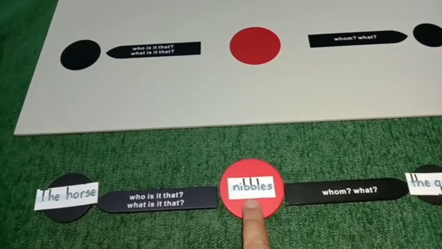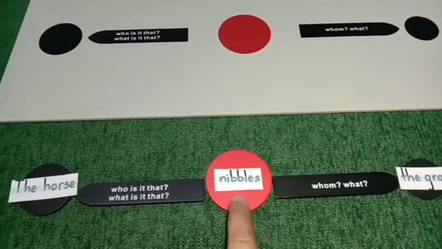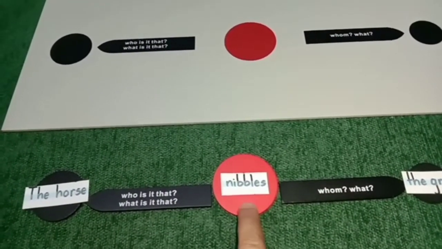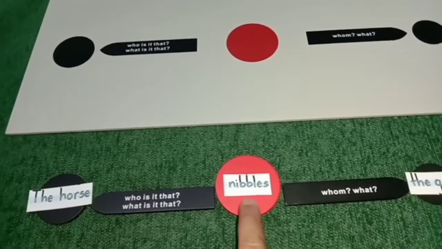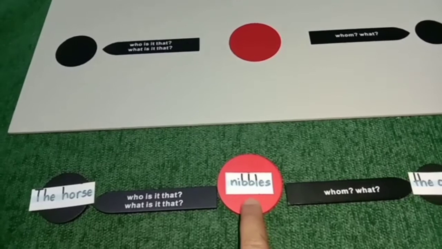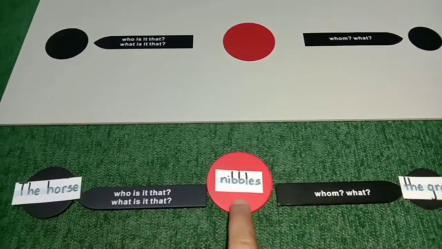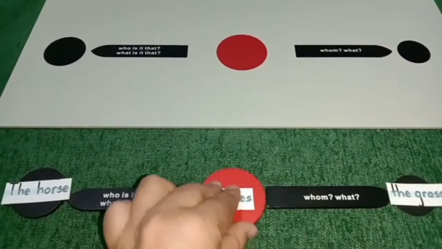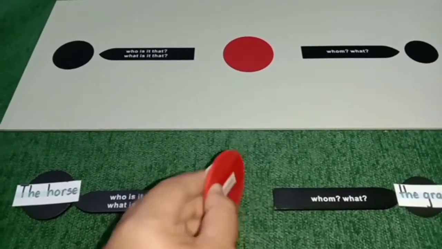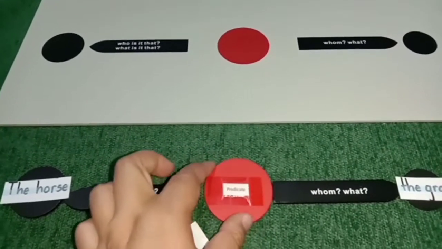Now, instead of saying this is a verb, we're going to have another name for these parts of speech. We're going to call this predicate. So I'm going to flip this circle. Predicate.